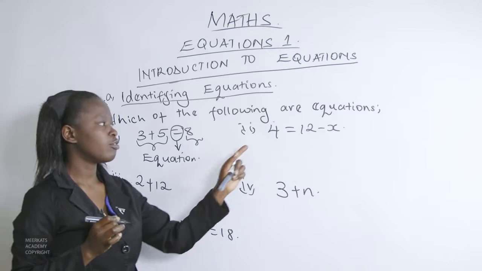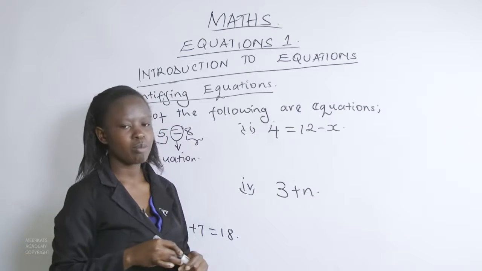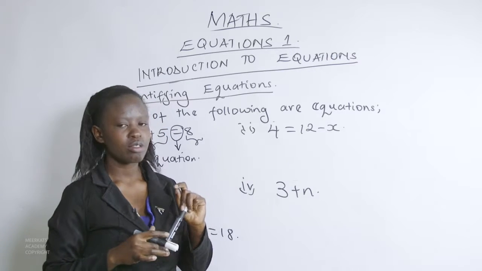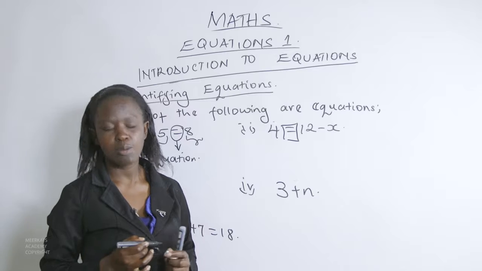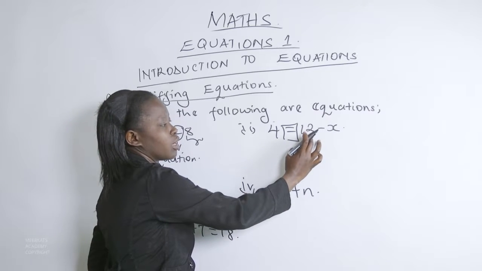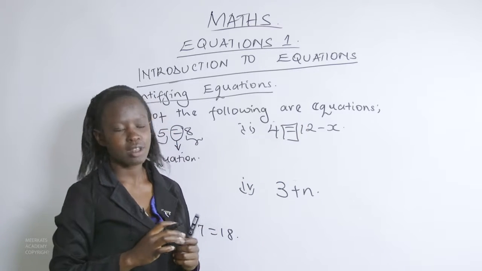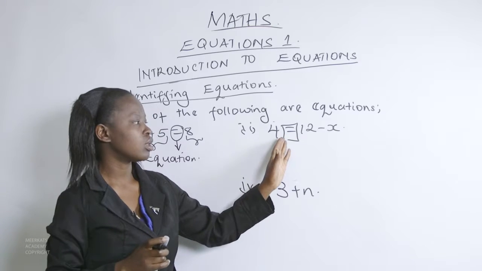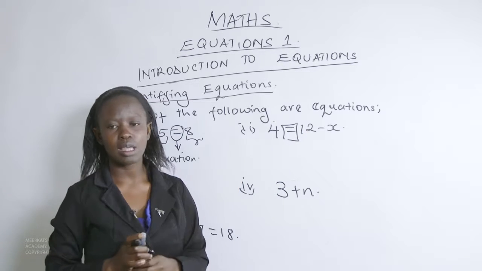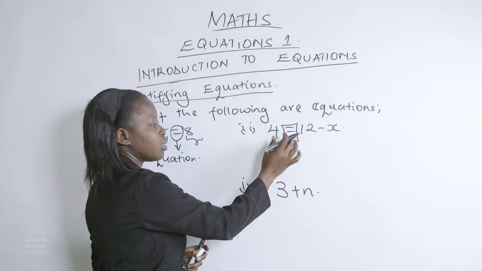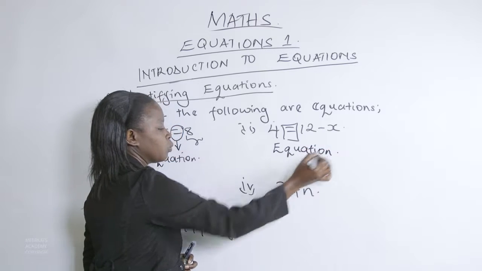Part 2, we have 4 is equal to 12 minus x. So we are having an equal sign in between the numbers and the pronumeral. So we have x, we have 12, then we have an equal sign, then we have 4 on the left-hand side. So that means that since there is an equal sign in this equation, it qualifies to be called an equation.